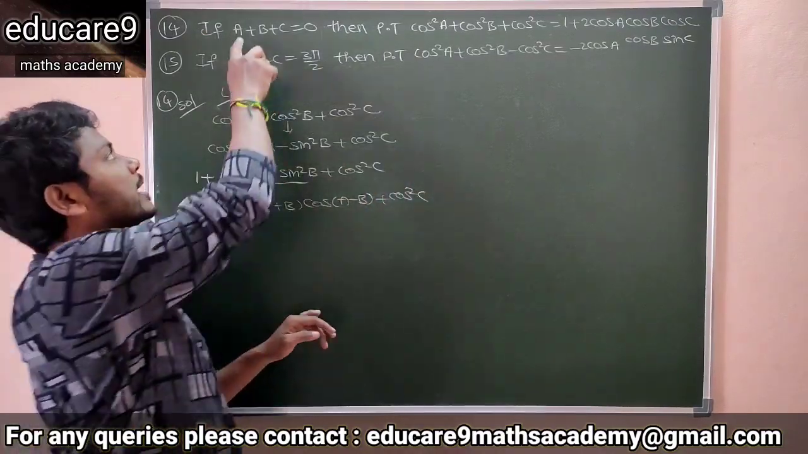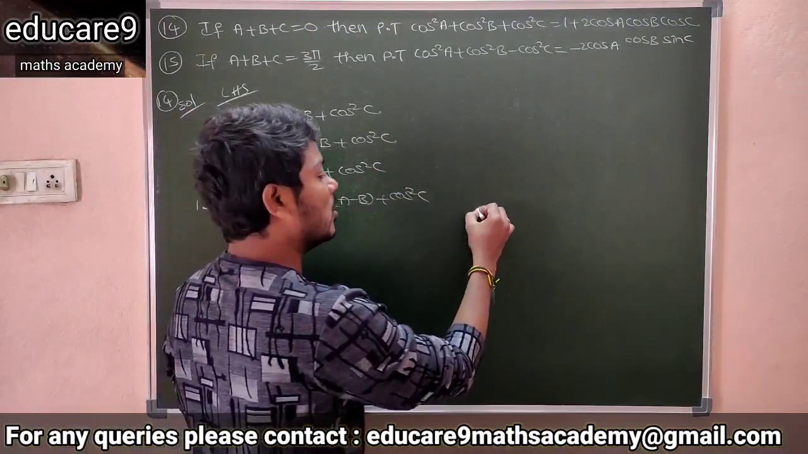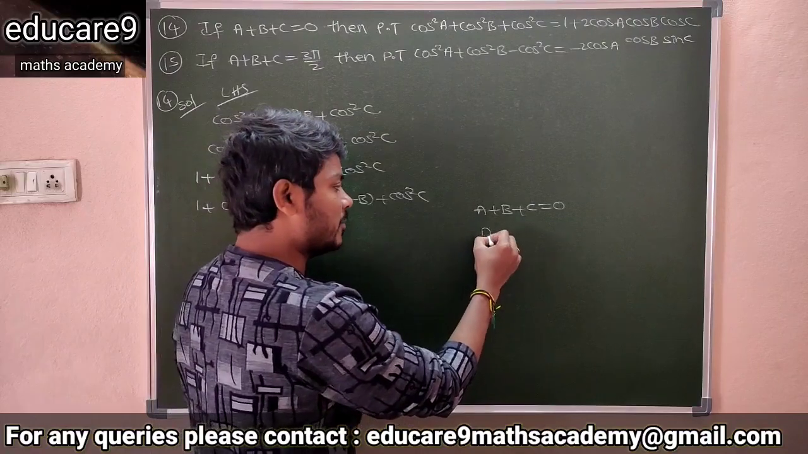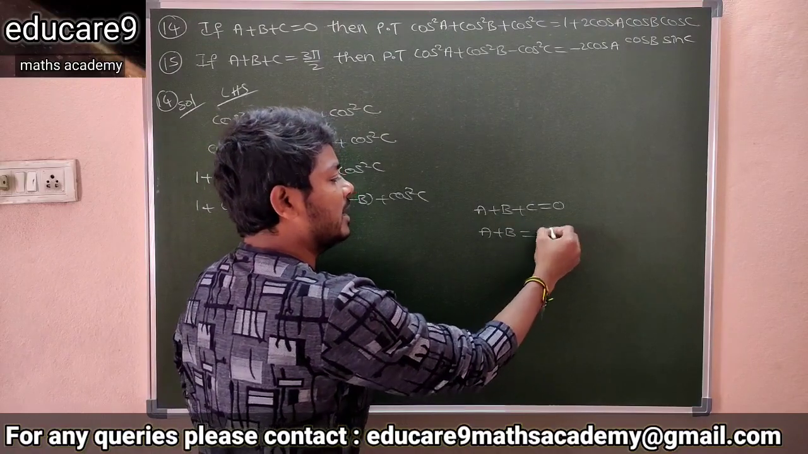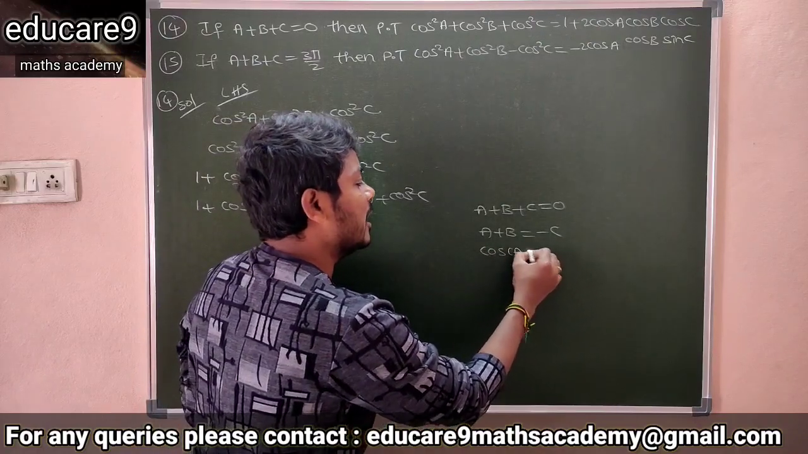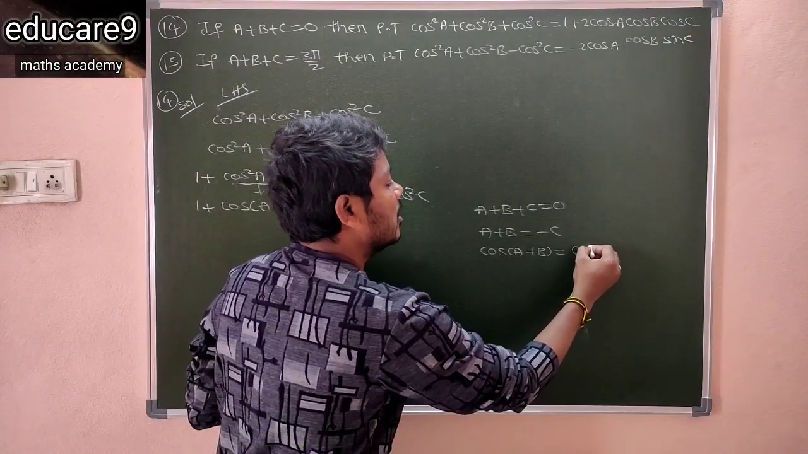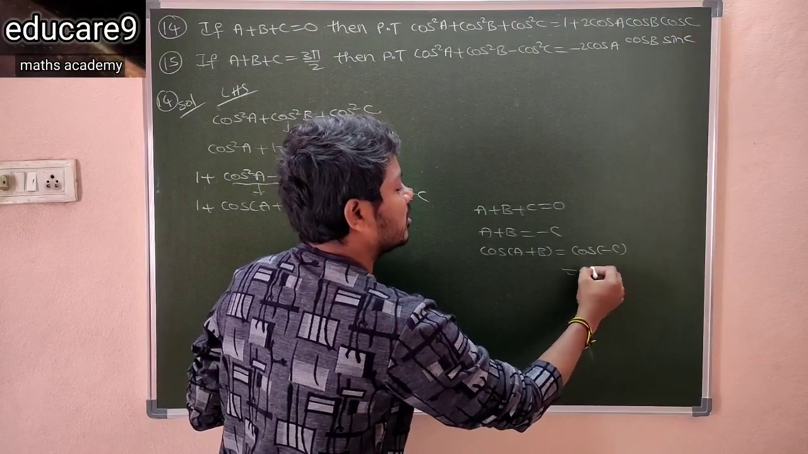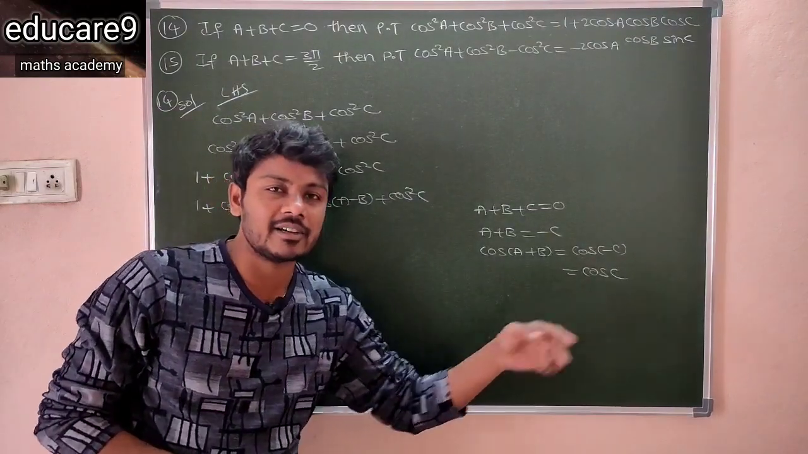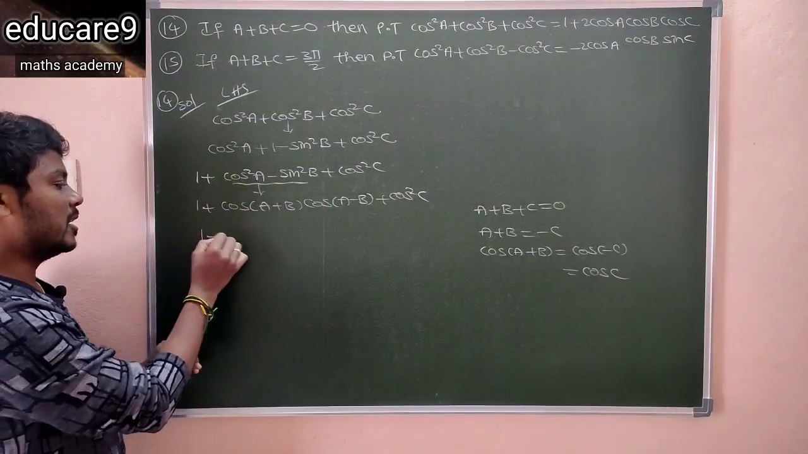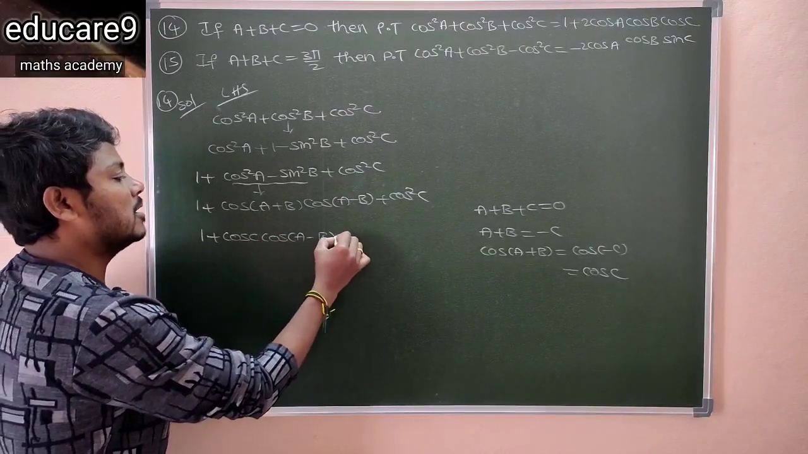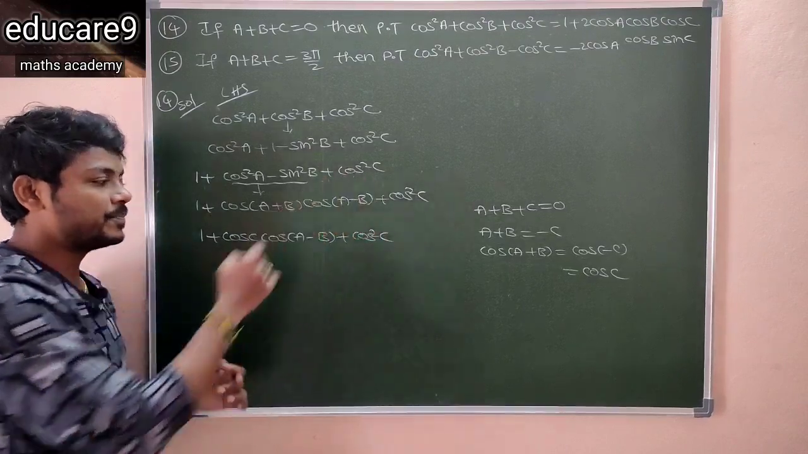But here given a plus b plus c is equal to 0. So from this, a plus b is equal to what? Minus c. So apply cos on both sides. Cos of a plus b is equal to cos of minus c. So what you get? Cos c. So we have to write cos of a plus b is cos c. So right here, 1 plus cos c cos of a minus b plus cos square c.